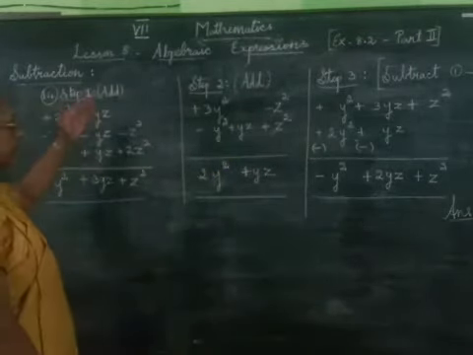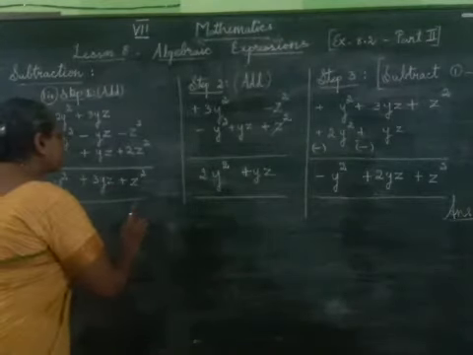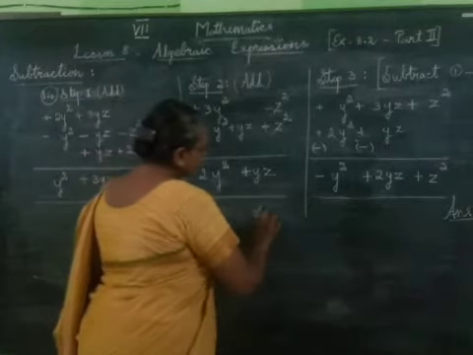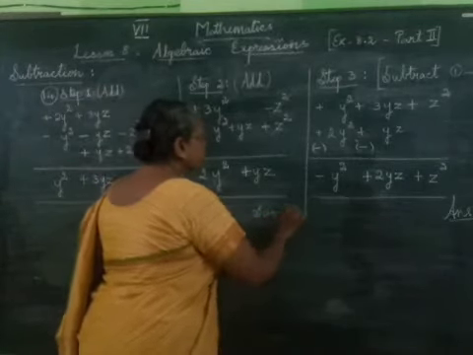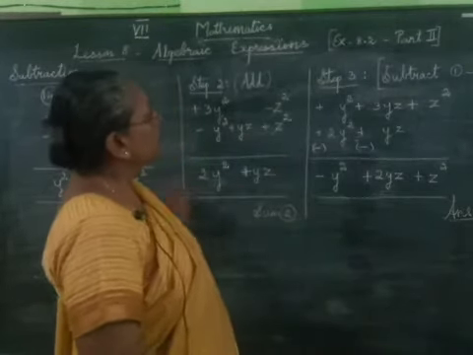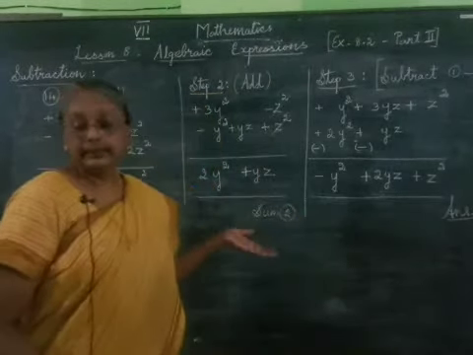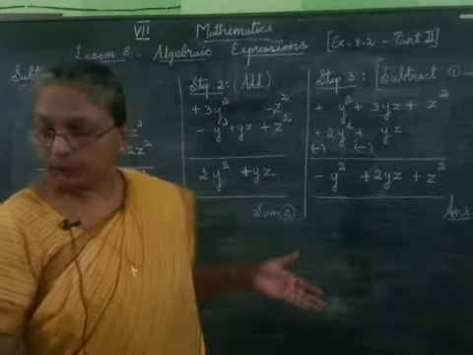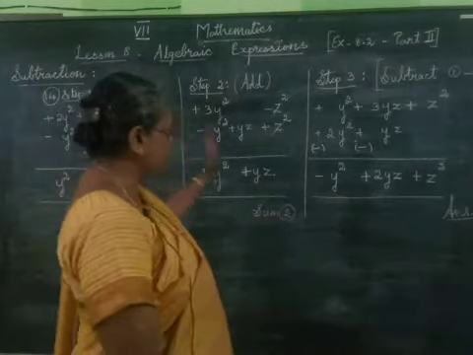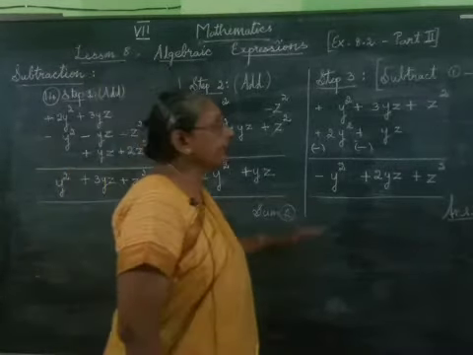This is the first sum. Sum means after adding, whatever answer you get, that is the sum. Sum 1, and this is the second sum. After addition we get these answers. So these are the two answers that we get. Now the third step is the subtraction part. They are asking us to subtract. From the first sum we have to subtract the second sum.